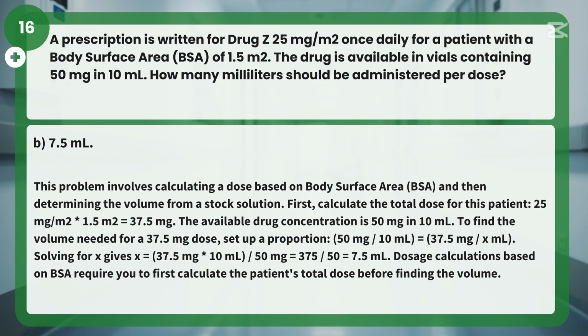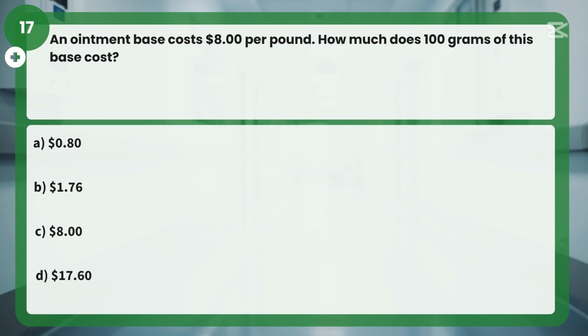To find the volume needed for a 37.5 mg dose, set up a proportion, 50 mg/10 milliliters equals 37.5 mg/x ml. Solving for x gives x equals 37.5 mg * 10 milliliters / 50 mg equals 375 / 50 is equal to 7.5 ml. Dosage calculations based on BSA require you to first calculate the patient's total dose before finding the volume.